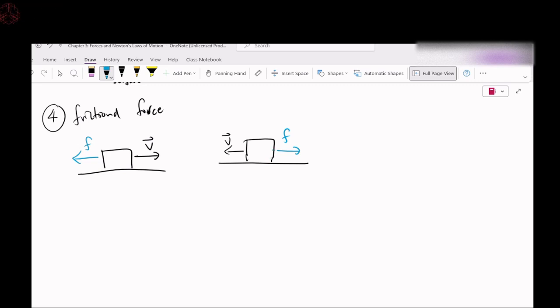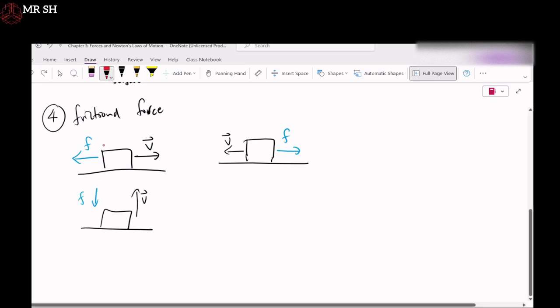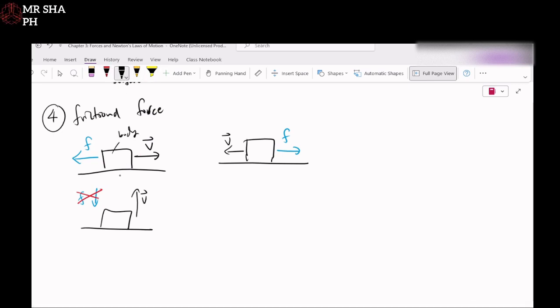However, what if the body is leaving the table? If the body is leaving the table, do you have frictional force in the opposite direction? No. And the simple reason is, in order for you to have frictional force, the body and surface must be in contact. If the body is up here, it is no longer in contact. So it has to be in contact with some surface, and then it's going to be directed in the opposite direction of the motion.